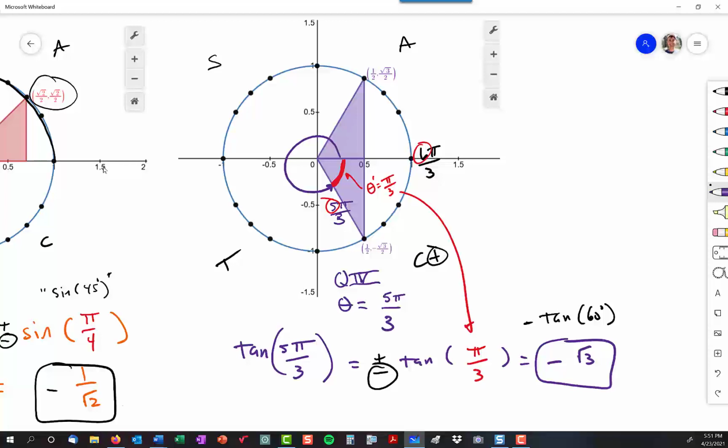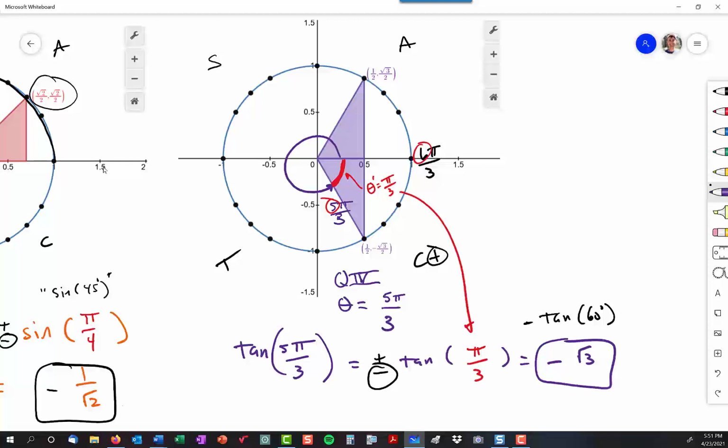So we got the numerical value really fast, and then we got the negative part of the answer from our quadrant analysis using the acronym A Smart Trig class. So I'm hoping that's helping you see some of the logic. Speaking of the logic, look at the purple triangles.